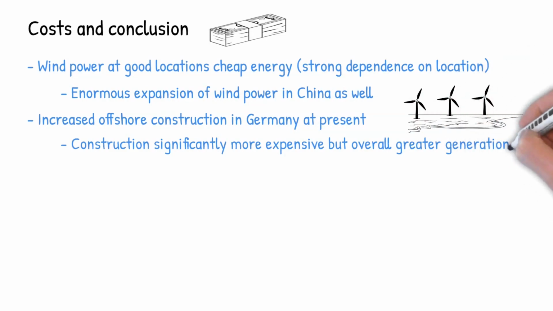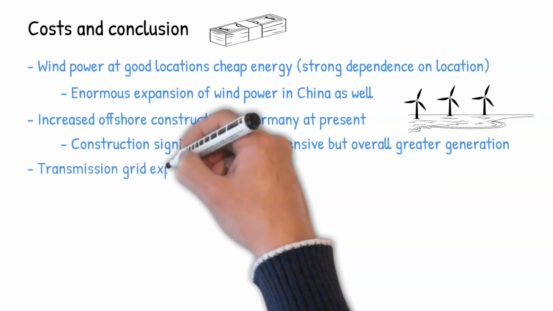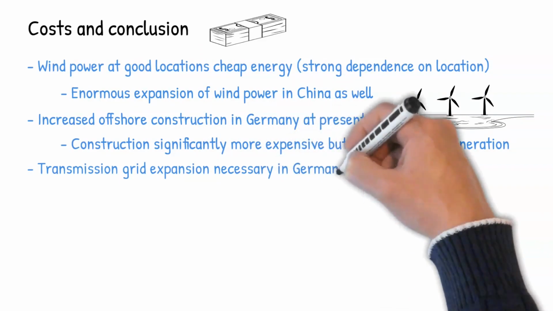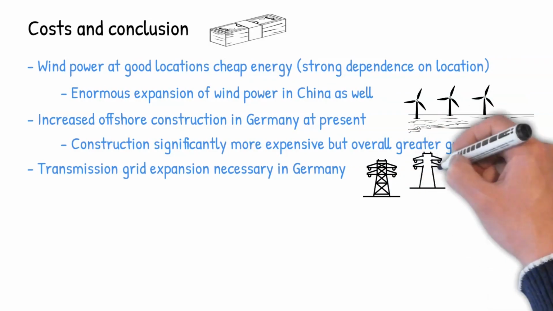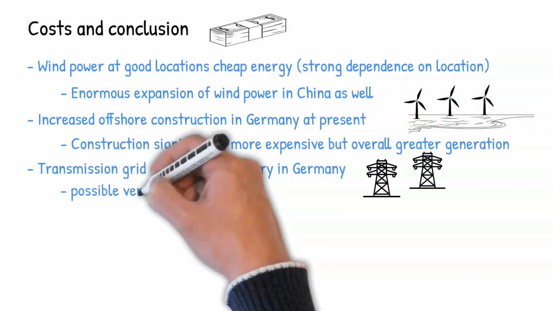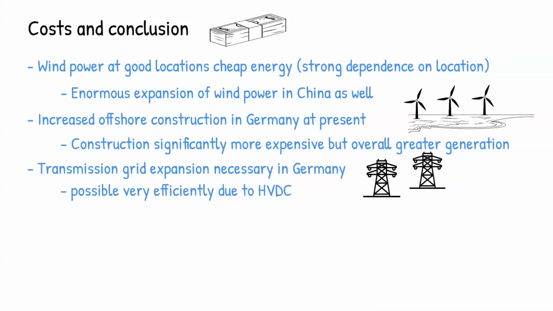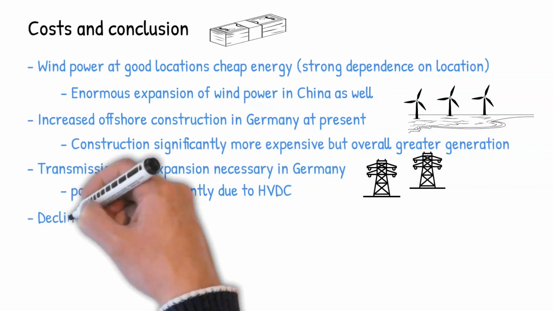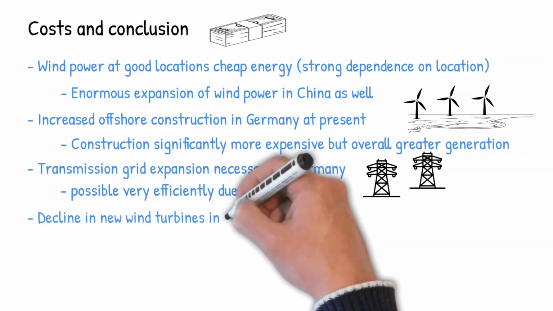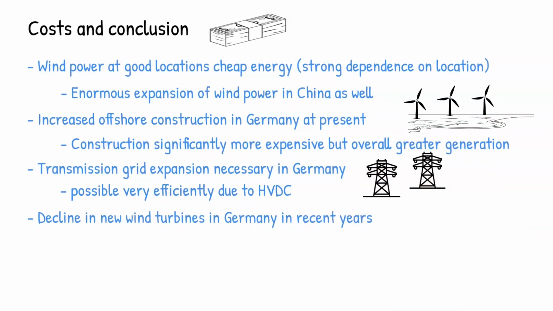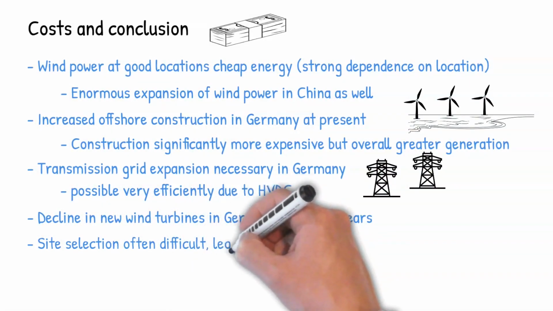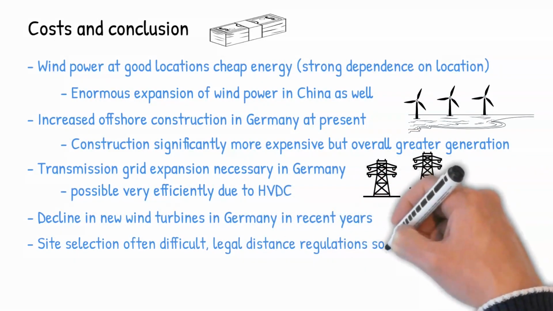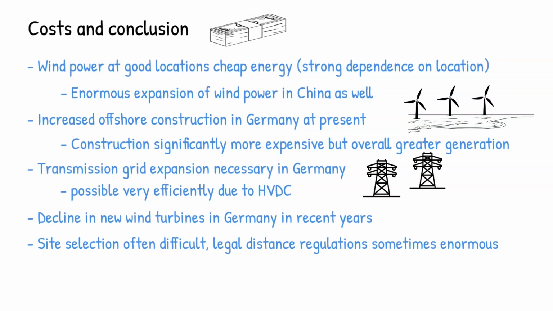Due to the increased construction of wind power plants in the north, an expansion of the transmission grids is indeed necessary. However, through the technology of high voltage direct current transmission, wind energy can be transported to the south of Germany very effectively. Nevertheless, the expansion of wind power in Germany has declined sharply in recent years. This is mainly due to legal regulations, which make it more and more difficult to find new locations for wind turbines. In some cases, these regulations go so far that a wind turbine must be significantly further away from the next inhabited house than a landfill site or a coal-fired power plant.